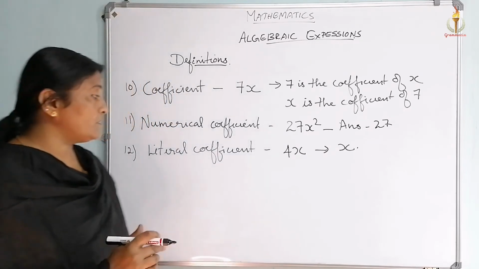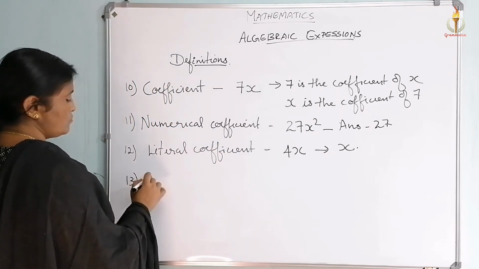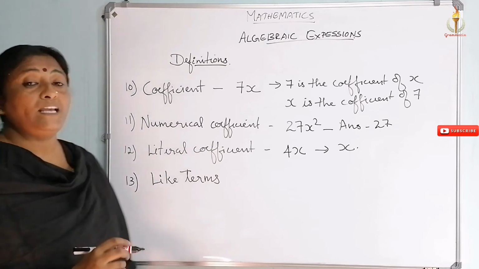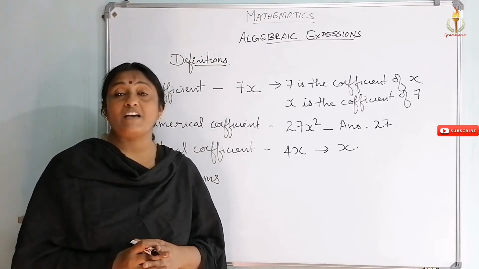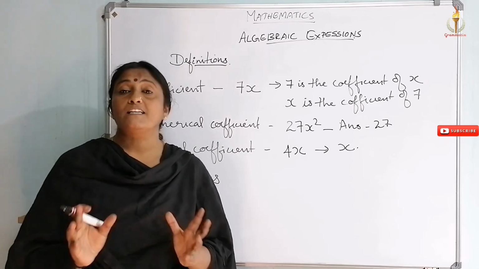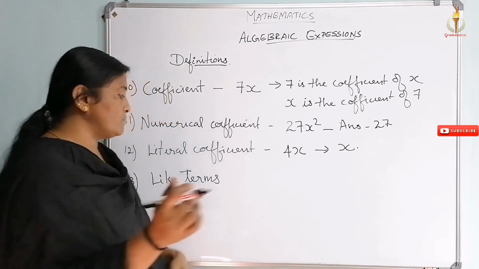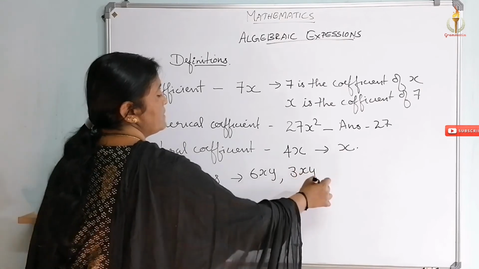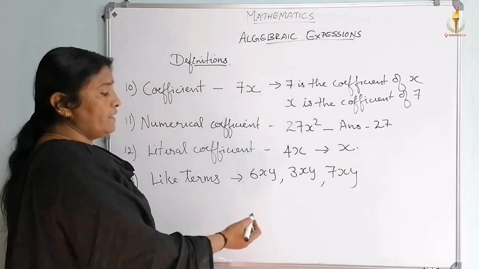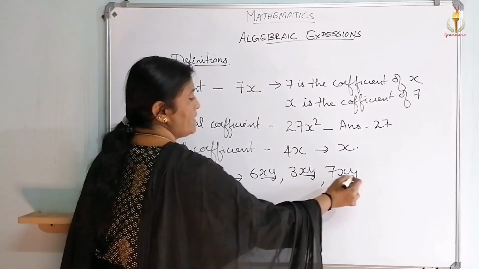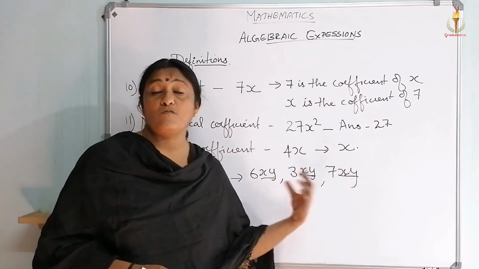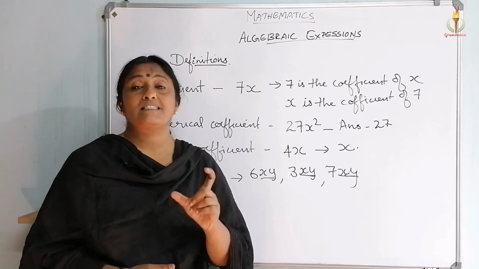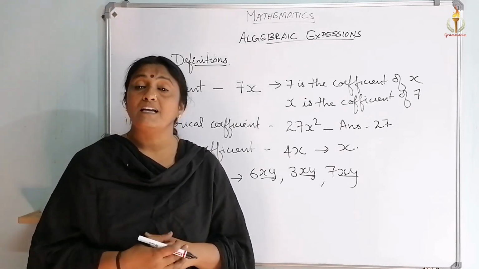Next we will be doing unlike terms and like terms. So like terms. Now what do you mean by like terms? Like terms are the terms having the same literal coefficient. Terms having the same literal coefficients are called like terms. For example, you have 6xy, 3xy, 7xy. See here the literal coefficients are xy, xy, xy. Since the literal coefficients are the same, we say that they are like terms. No need to look at the numerical coefficient. You have to just see the literal coefficients to pick out the like terms.